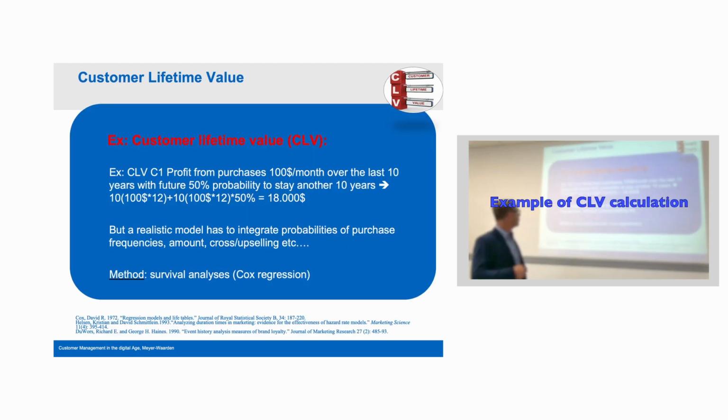One example: you have customer 1 who has a profit of 100 euro per month. He bought over the last 10 years, and he has a 50% probability to stay another 10 years.